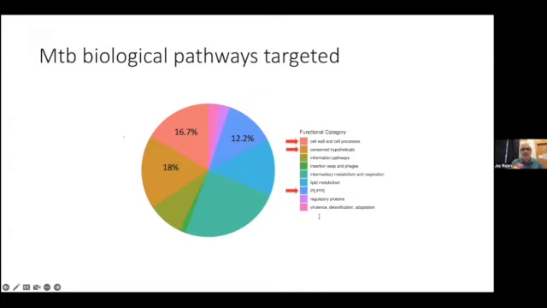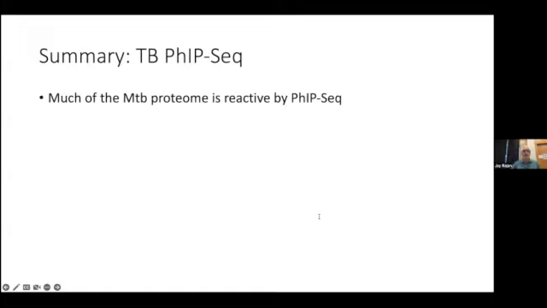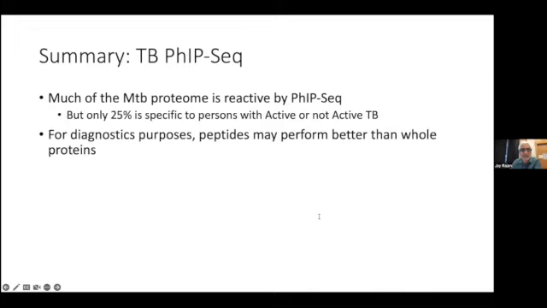And then one of the biggest categories is conserved hypothetical proteins. There are all these hypothetical proteins in the MTB genome that it turns out probably are being made, because we are able to measure signals against them. So just to summarize, the TB work, which is ongoing and hopefully will be coming out the door relatively soon: much of the MTB proteome is reactive using this approach, but only 25% is specific to persons with active or not active TB.